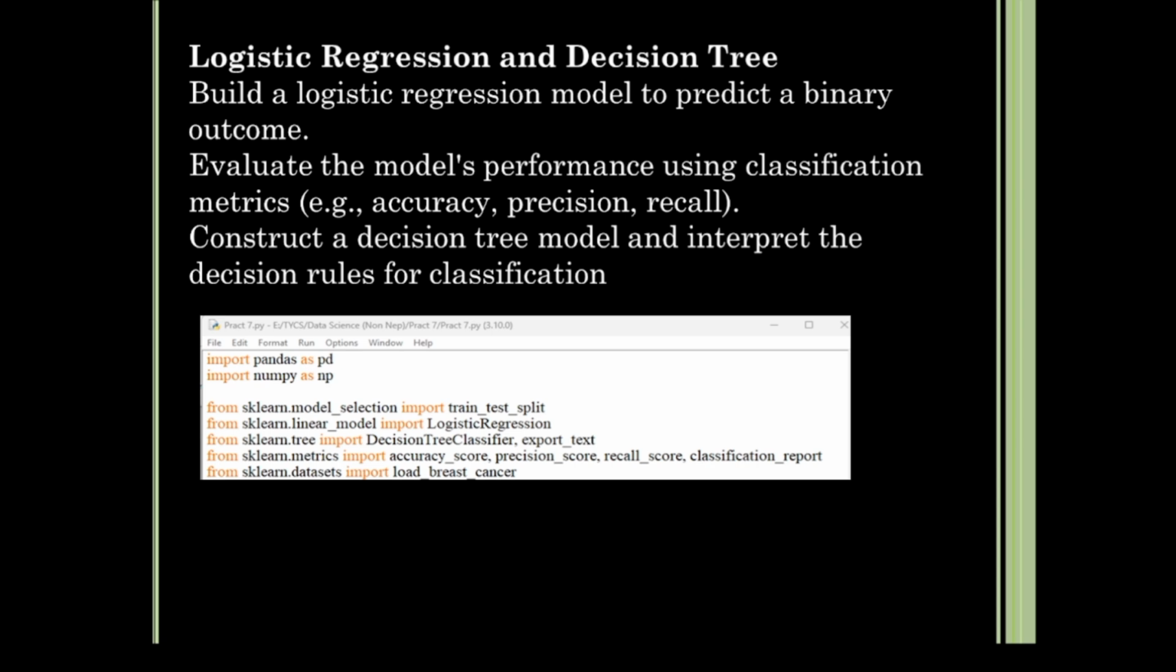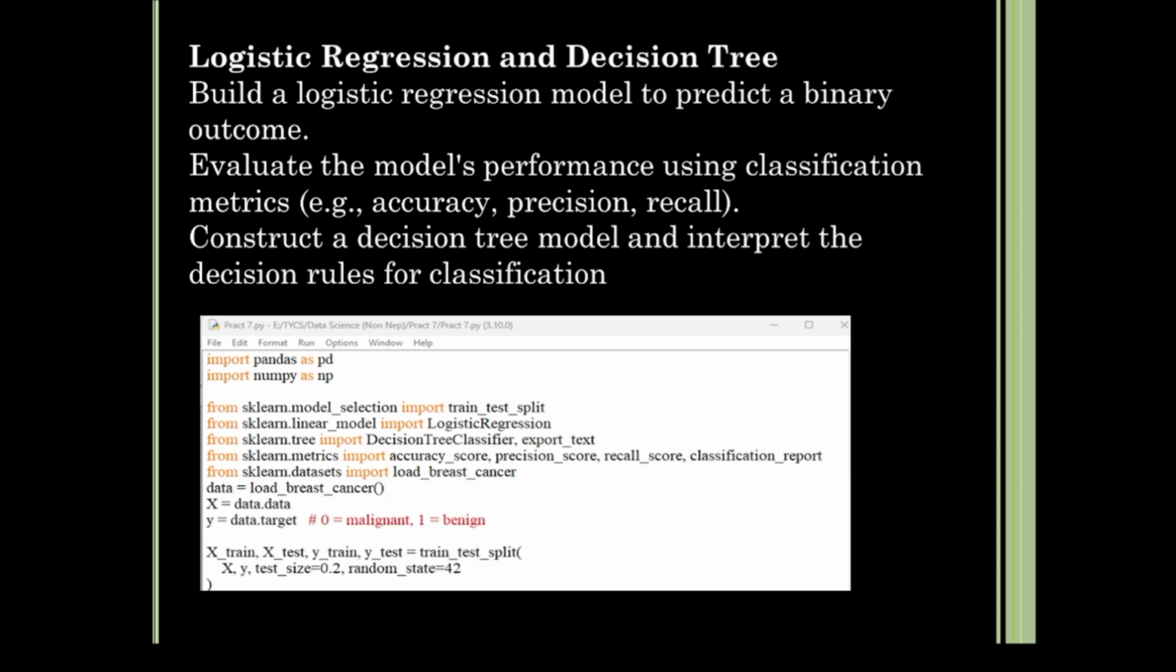Next, we have from sklearn.datasets import load_breast_cancer. This loads the dataset into the variable data. Next, we have data is equal to load_breast_cancer(). This loads the dataset, which is already predefined. X is equal to data.data. This is the input feature. y is equal to data.target. 0 is equal to malignant, that is my cancerous, and 1 is benign, my non-cancerous. So basically, it is my output.